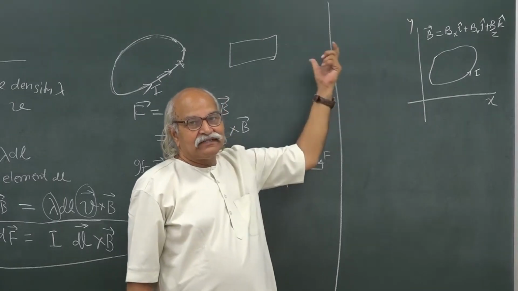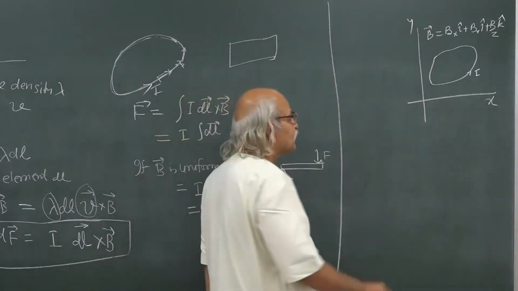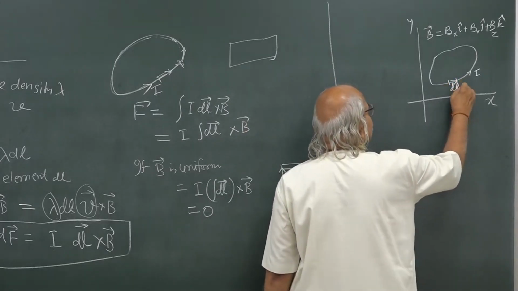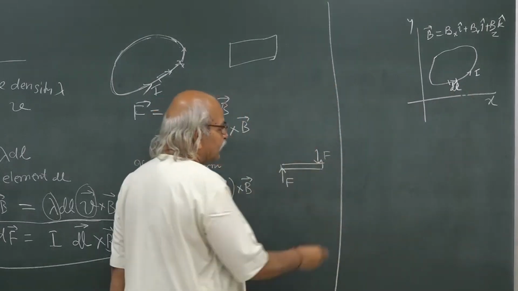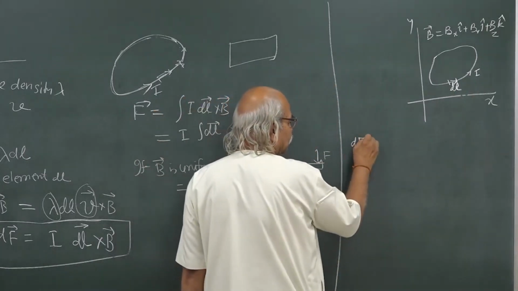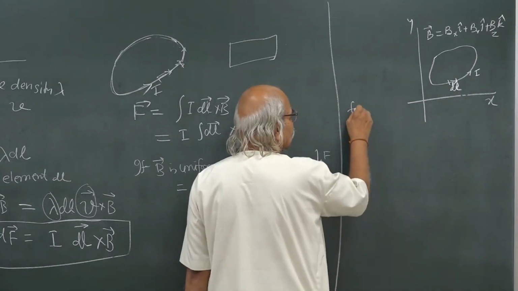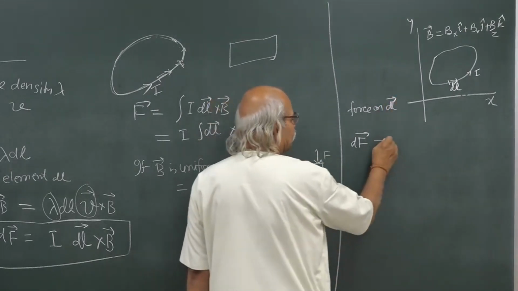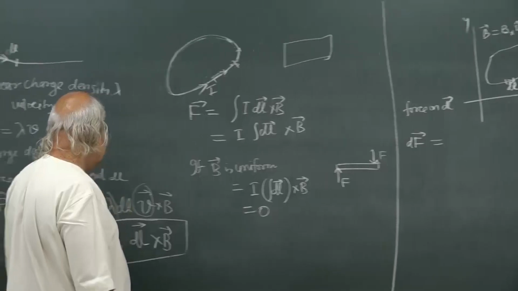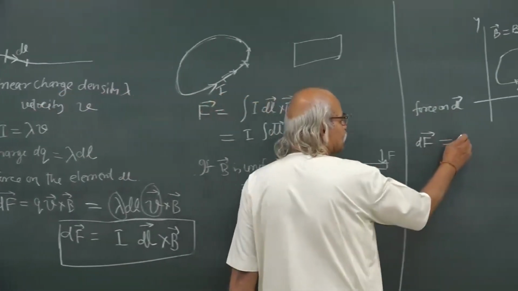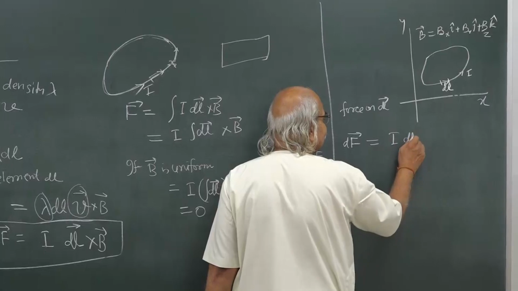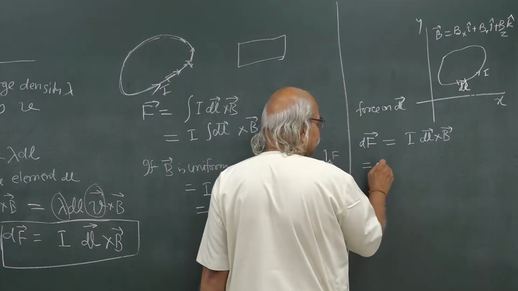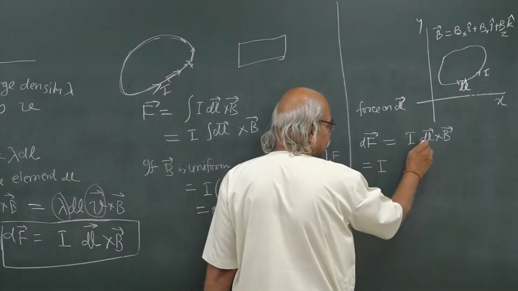So again we will take some small dl and start from there. So let us say this is our small dl. So what will we do? We will first write the force on this dl, and that will be, as we did here, I dl cross B. So I and then dl and cross B. Now this dl you can write as dl vector.